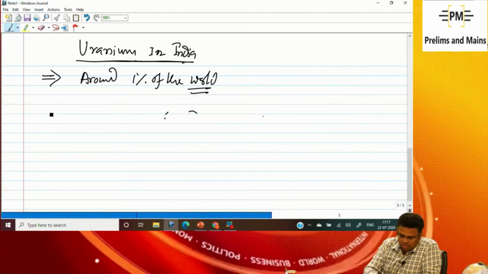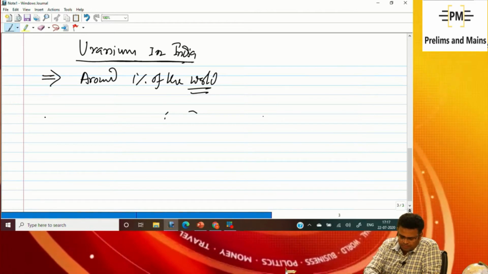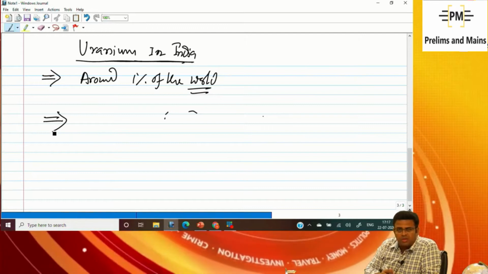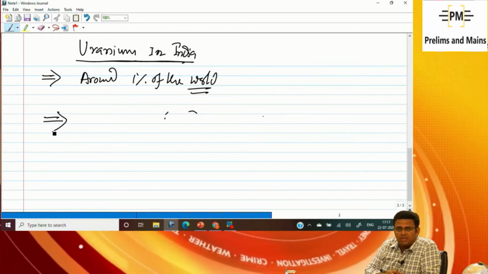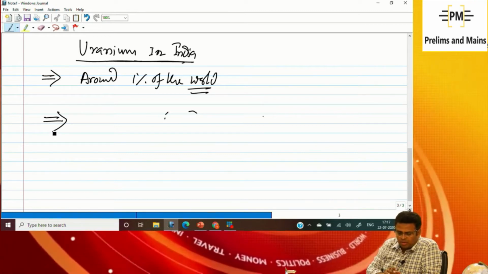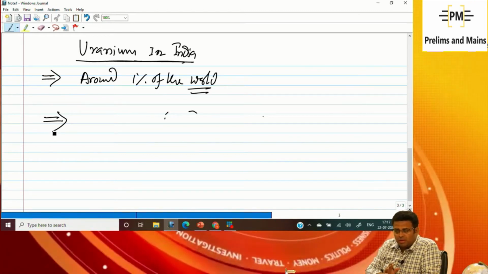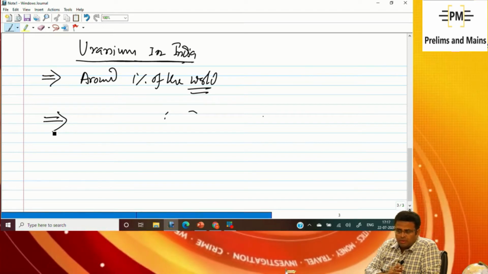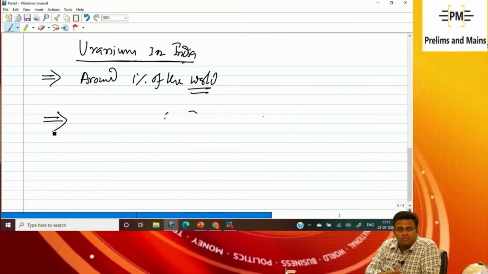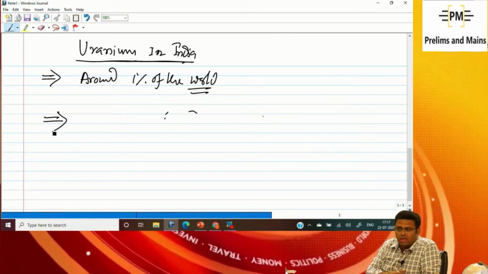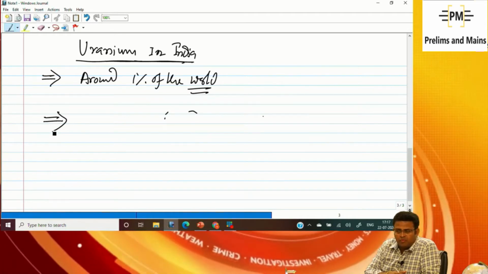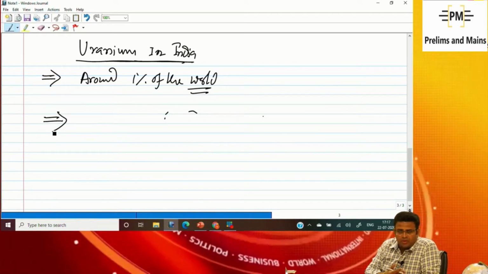Another point: before 2011 in India, the Jharkhand state had the highest reserve of uranium. I can say that Jharkhand was the number one state before 2011, but after 2011, in the Kadapa district of Andhra Pradesh, we have been able to find one of the largest reserves.